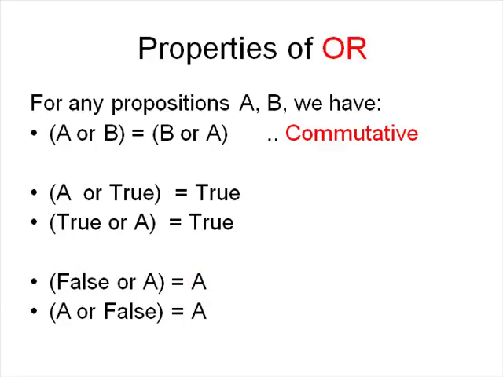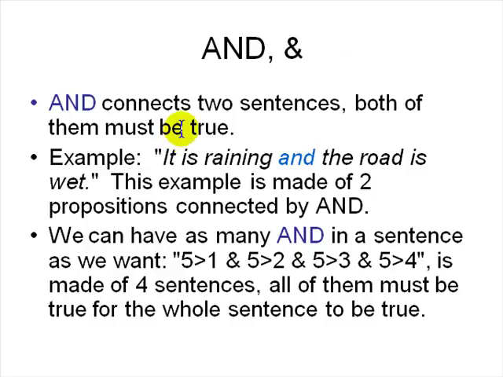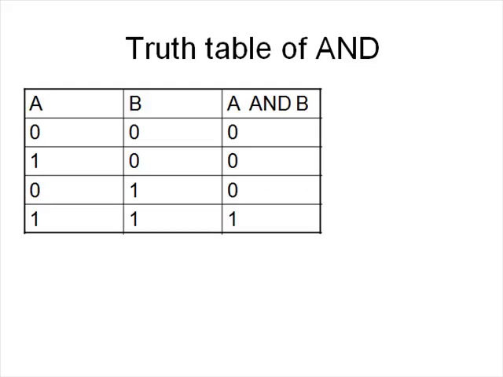And the second operator is the AND operator. AND connects two sentences. Both of them must be true for the whole sentence to be true. For example, it is raining and the road is wet. This is made up of two propositions connected by AND. We can join as many ANDs as we want in a sentence, like 5 greater than 1 and 5 greater than 2 and so on. And all of them must be true for the whole sentence to be true. The truth table of AND is similar to the table for OR, except that A and B is true only if both are true. If one of them is false, the whole thing is false.